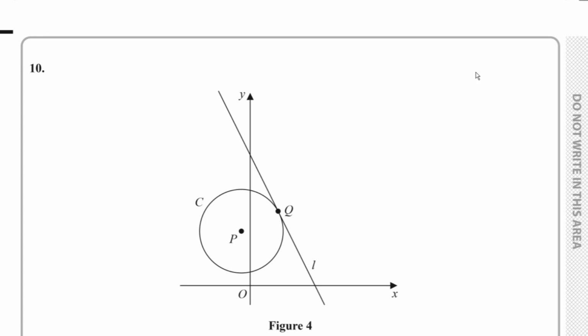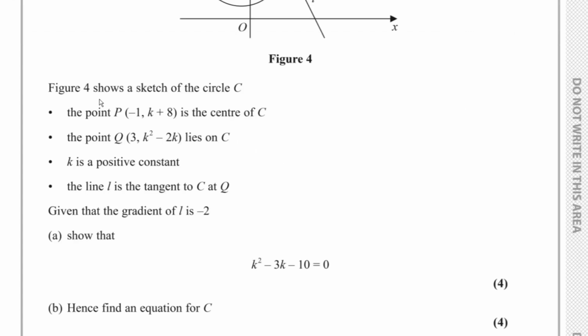Question number 10. Figure 4 shows a sketch of the circle C, the point P with x coordinate negative 1 and y coordinate k plus 8 is the centre of C, the point Q with x coordinate 3 and y coordinate k squared, subtract 2k, lies on C. K is a positive constant. The line L is a tangent to C at Q. Given that the gradient of L is negative 2, part A, show that k squared subtract 3k subtract 10 equals 0.